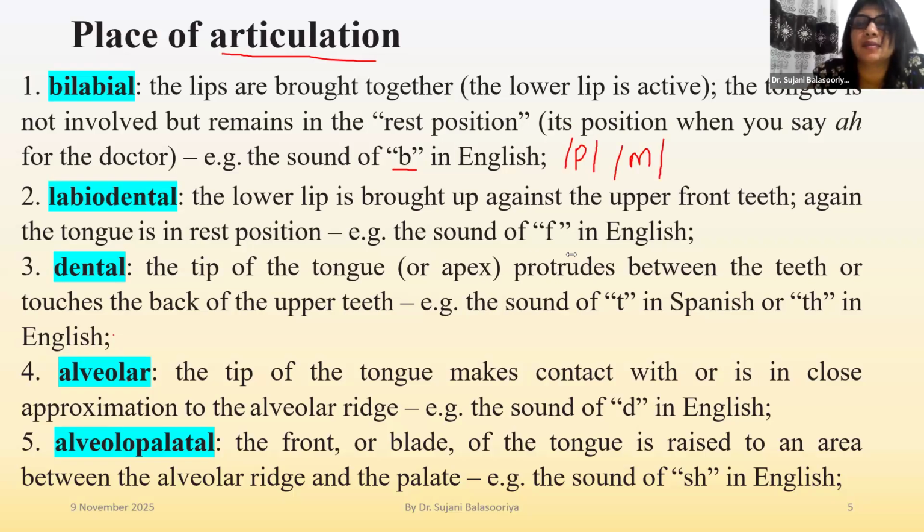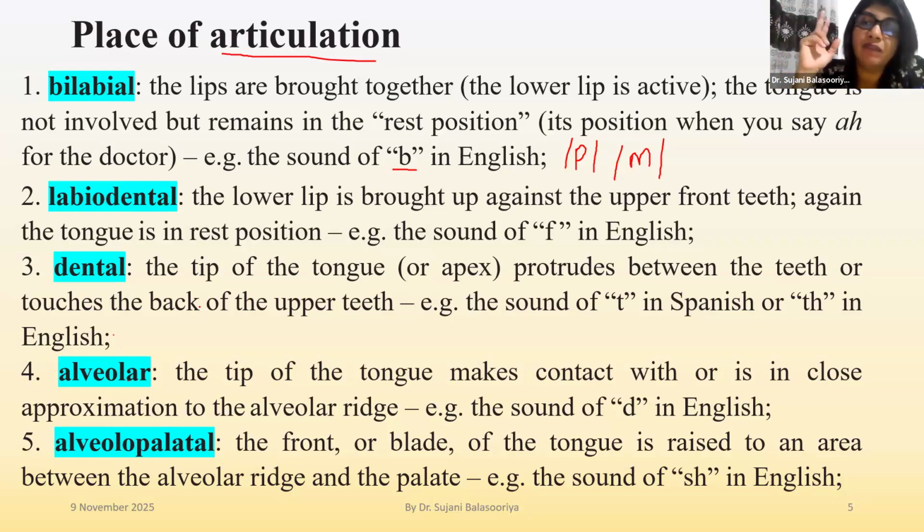So complete your note. Better to write down the other examples also, because bilabials are quite limited. Even with labiodentals, we don't have many sounds. Next one, labiodental. Labio means lips, and dental means teeth. So labiodental consonants are produced using lips and teeth.